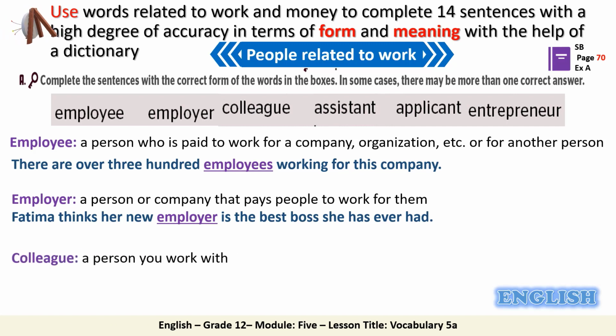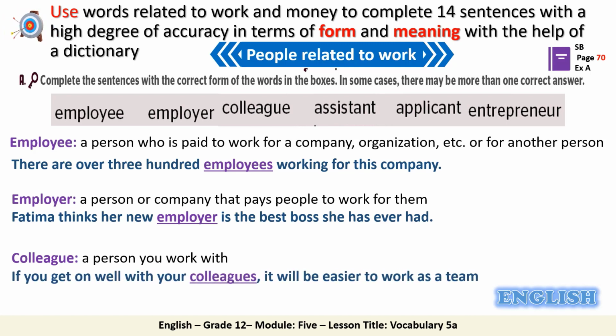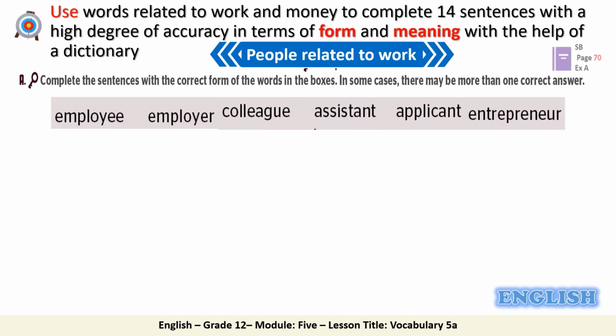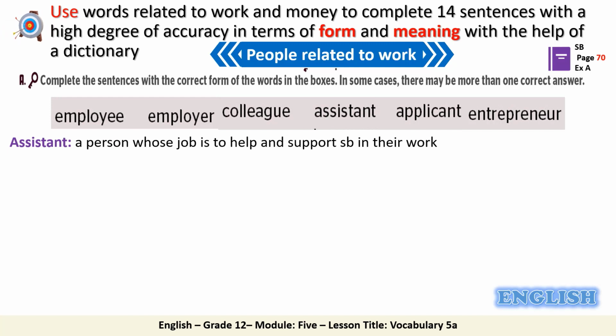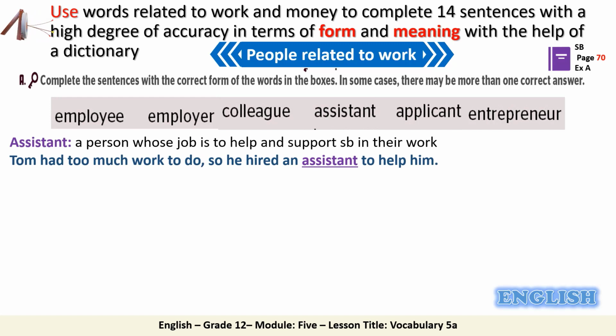After that, we have the word colleague, which is a person you work with. For example, if you get on well with your colleagues, it will be easier to work as a team. We continue with the same vocabulary work. Now the word assistant, which is a person whose job is to help and support somebody in their work. For example, Tom had too much work to do, so he hired an assistant to help him.